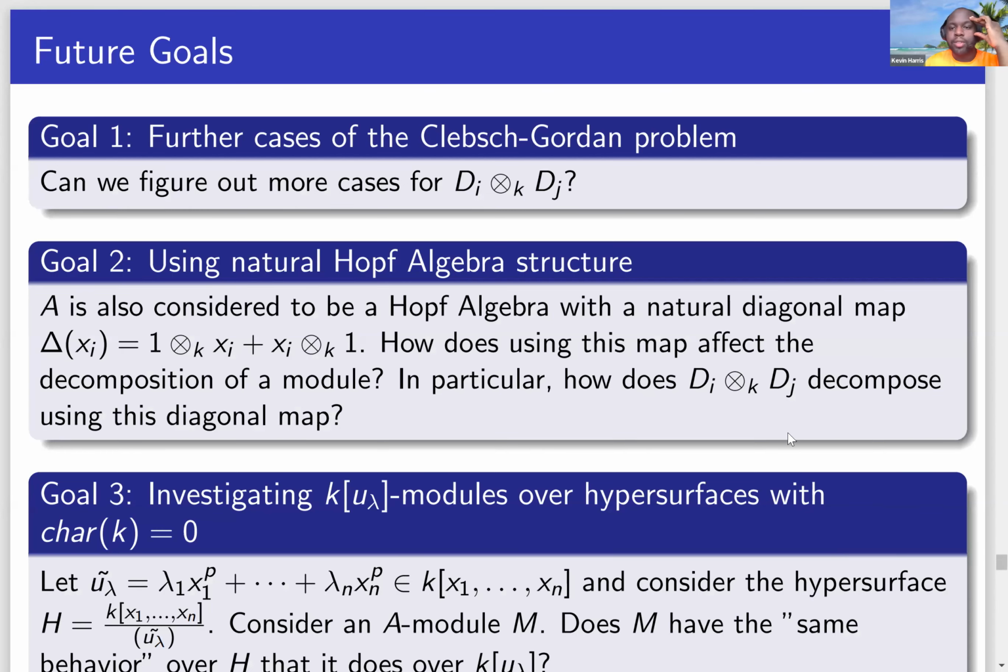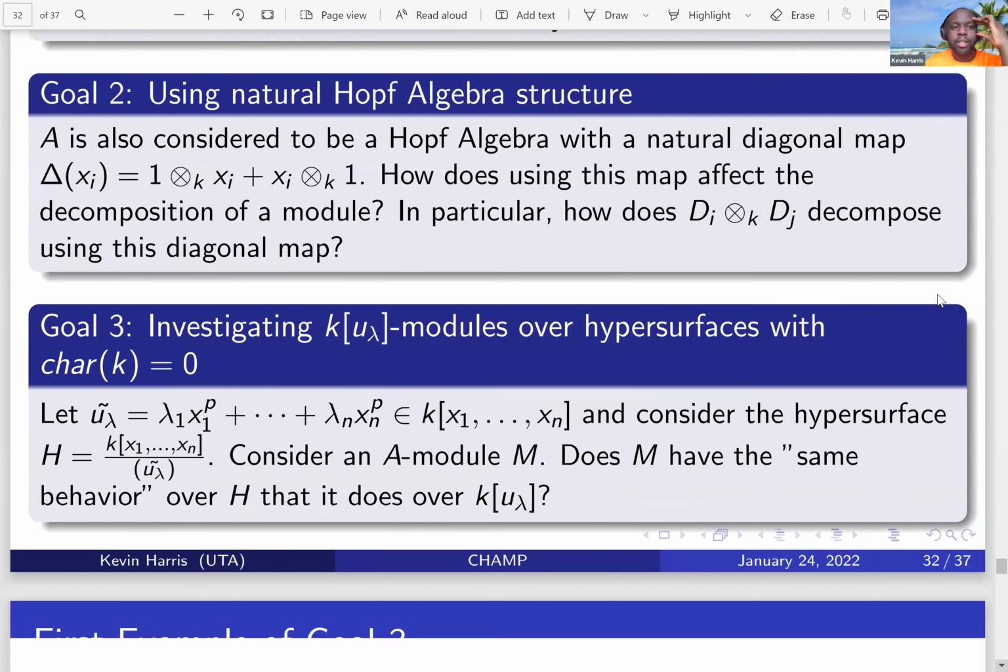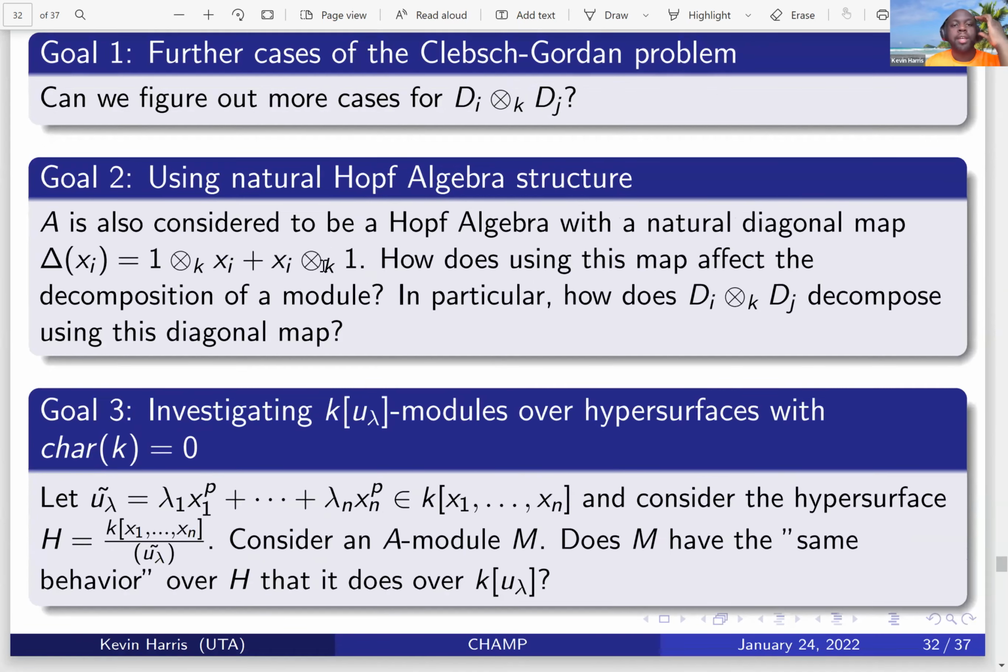Okay. And then the last thing I'll mention, just in terms of future goals, is obviously we just want to be able to figure out more cases for this particular problem, right? Can we figure out more decompositions? And also there's a natural diagonal map that we did not realize until we had already found the other diagonal map. So basically we want to ask ourselves, when we come back to the Clebsch-Gordan problem, how does the decomposition differ if we use this diagonal map instead? Does the decomposition change? If so, how does it change?